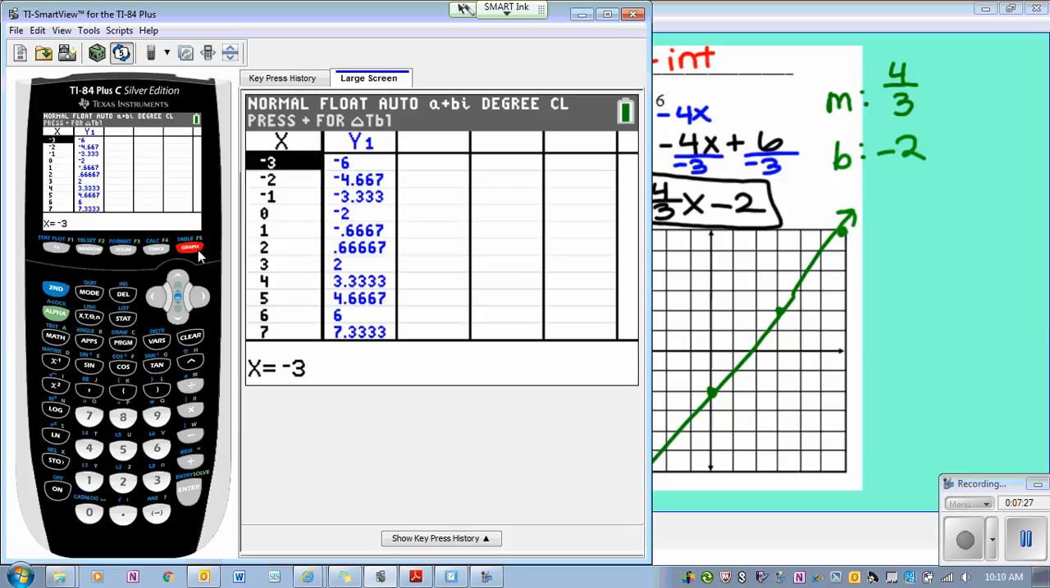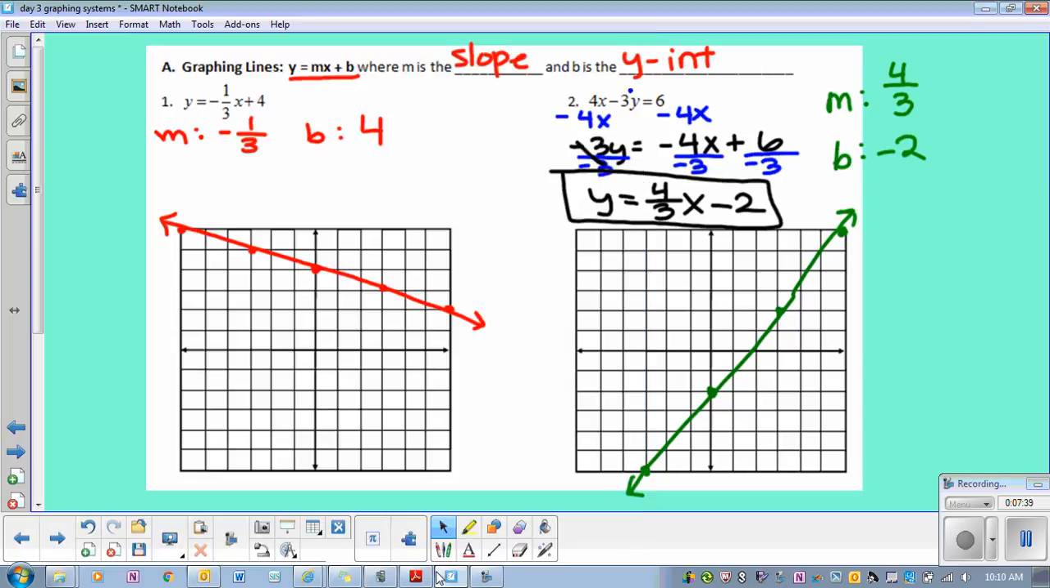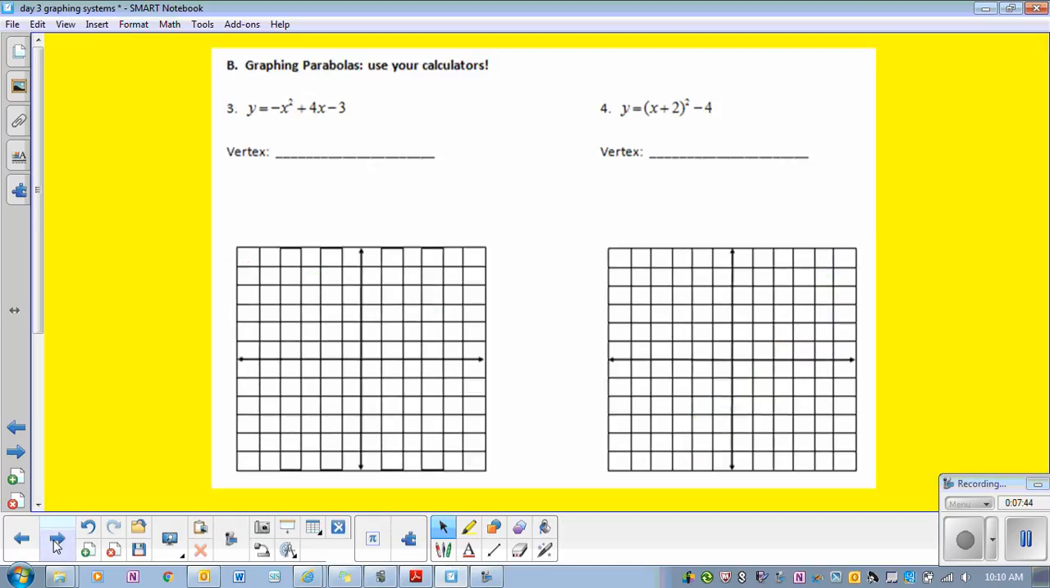Second graph. All right, and you can just choose to get the pretty points here. -3, -6, 0, -2, 3, 2, 6, 6. Got it? All right. That'll make your life a little bit easier. Now, let's talk about graphing parabolas.